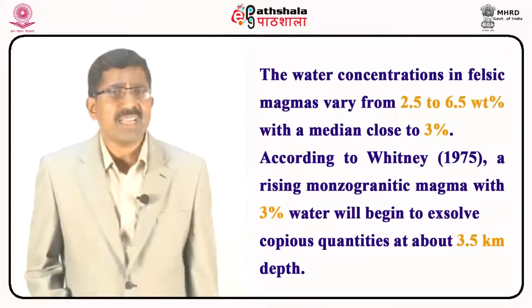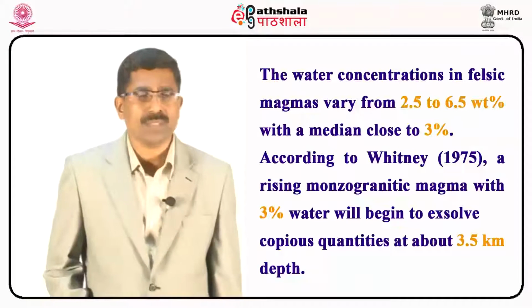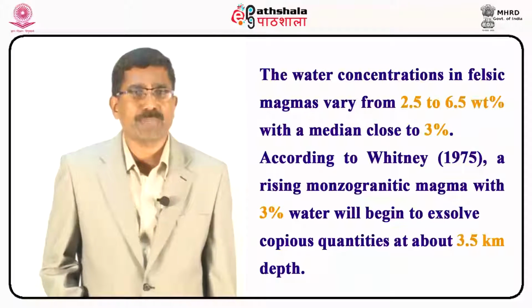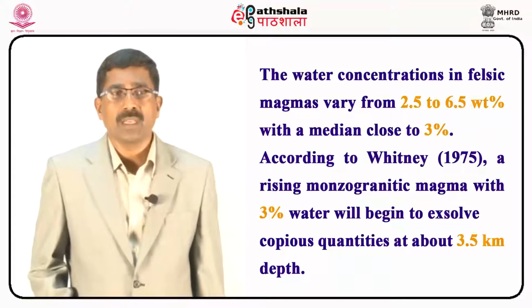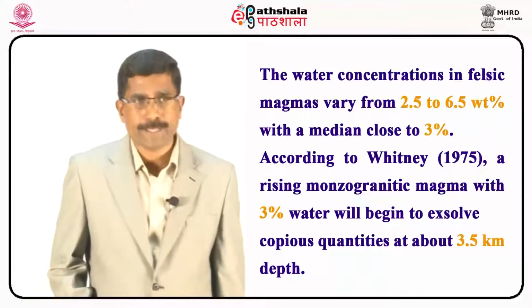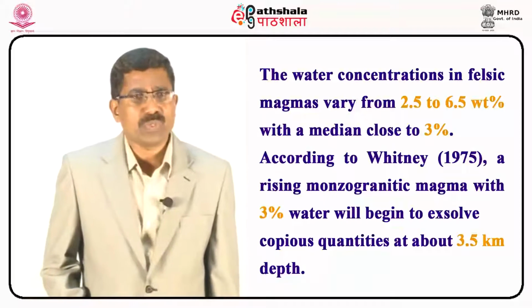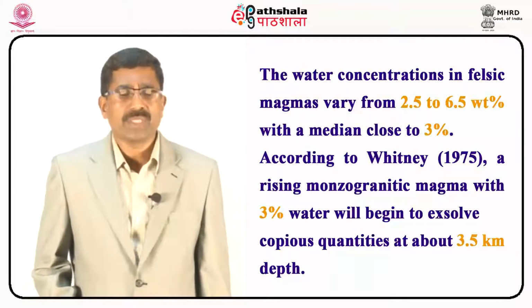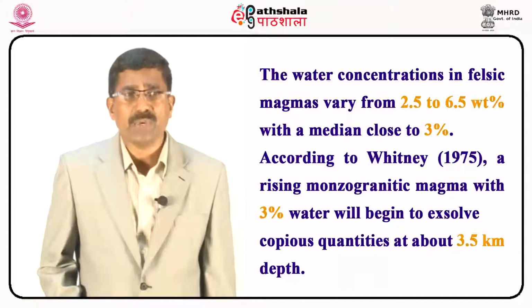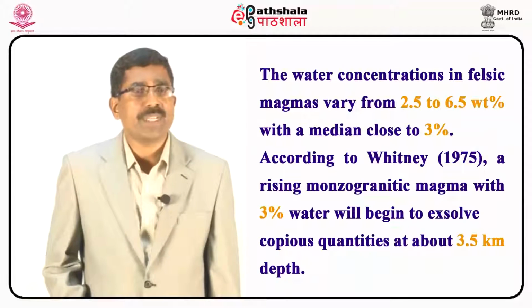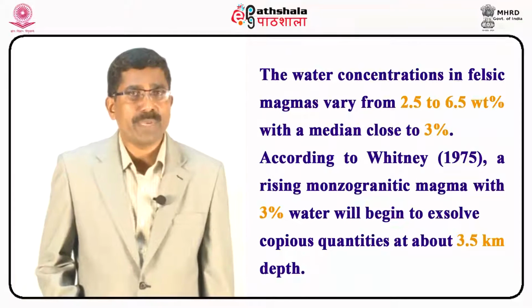According to Burnham 1979, the water concentration in felsic magmas varies from 2.5 to 6.5 weight percent, with a median close to 3 percent. According to Whitney 1975, a rising monzogranitic magma with 3% of water will begin to exsolve copious quantities at about 3.5 kilometer depth. Below these depths, water remains in solution in the melt because of the high confining pressure.